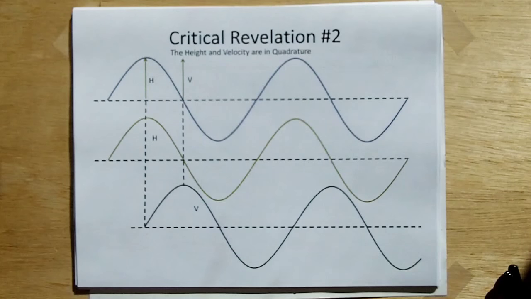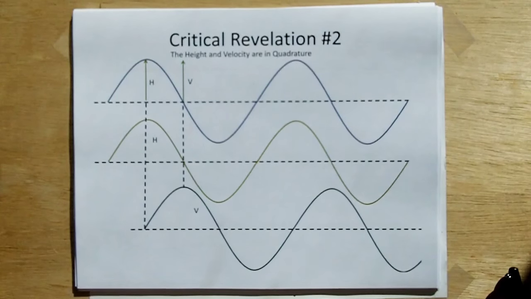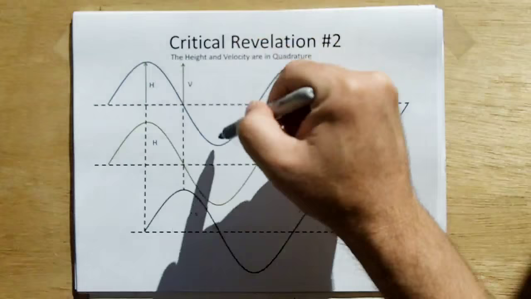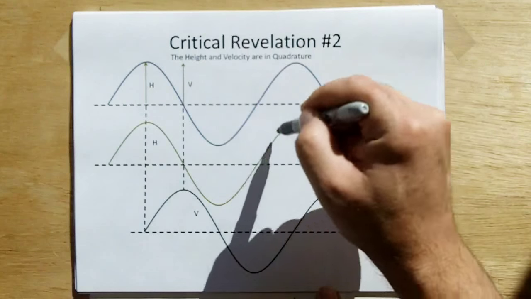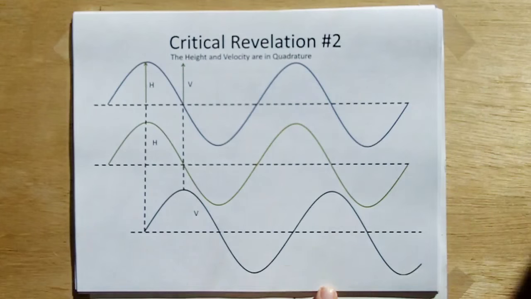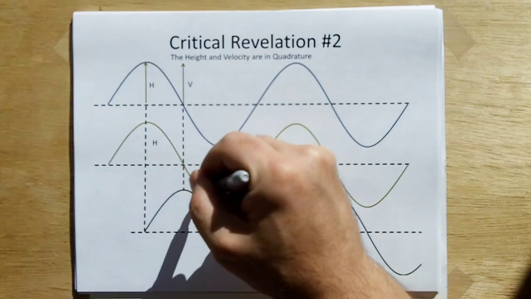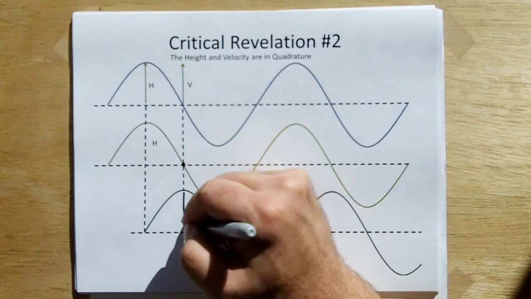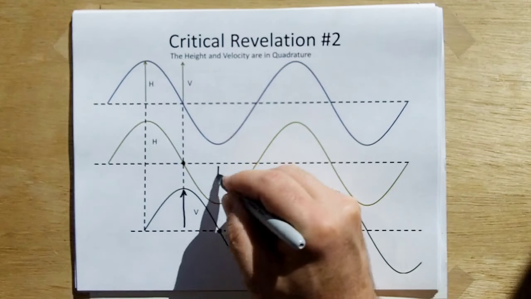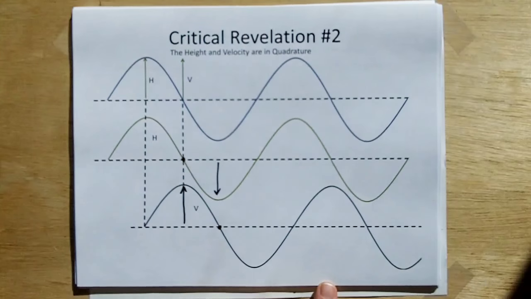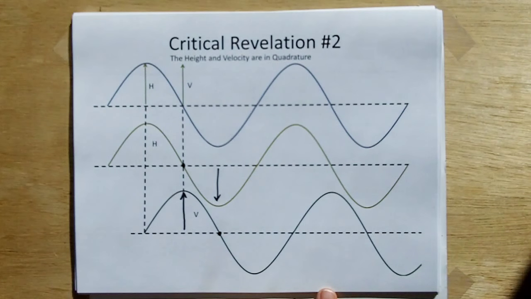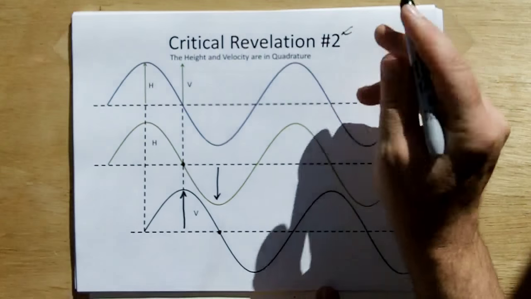And the other thing we have to realize is that the height and the velocity are in quadrature. Quadrature means 90 degrees out of phase. So if this is the real wave here in the blue, the height mimics the actual height of the wave, but the velocity, if we model it over time, is in quadrature, meaning that where the height goes to zero, the velocity goes to max. Where the velocity goes to zero, the height goes to max one way or the other. They're in quadrature. That's critical. All wave phenomena have the energy components in quadrature. So that's critical revelation 2.